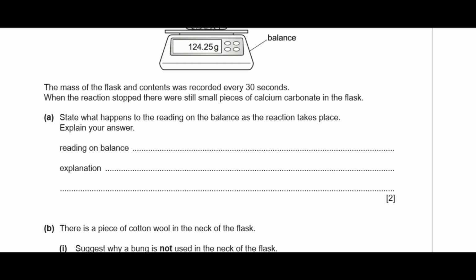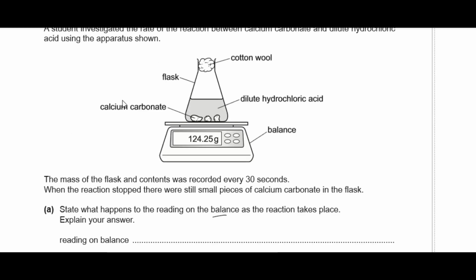In part A, we are asked: state what happens to the readings on the balance as the reaction takes place. The reaction is taking place in this conical flask where calcium carbonate is there along with dilute hydrochloric acid. The conical flask is closed by cotton wool. As it is porous, gas can escape. Carbon dioxide is formed during this process because it is a carbonate and it is an acid. You know that whenever a carbonate is reacted with an acid, carbon dioxide would be formed.